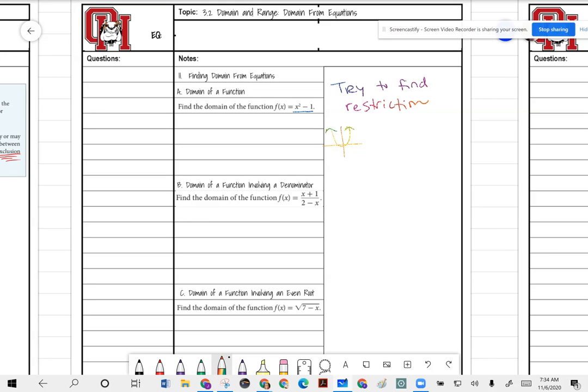We can look at that graph and know that, okay, the domain would be from negative infinity to positive infinity. So the domain in this case is going to be all real numbers, and in interval notation, it's negative infinity to infinity. All right, so you're always trying to find a restriction.